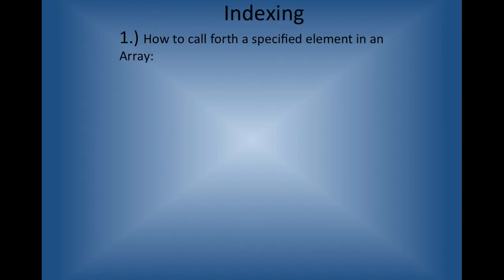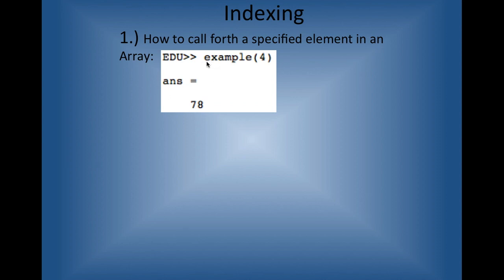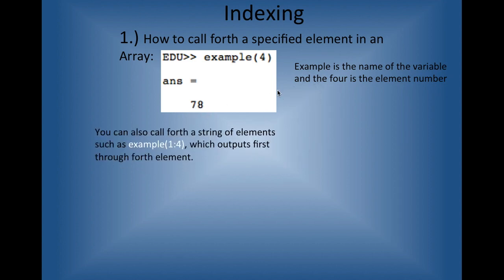And then indexing. How to call forth a specified element in an array. Basically, if you want to pull out, say, the fourth element in an array, you can do that, if you want to just use that single number. To do that, you just type the name of the array you have, followed by parentheses 4 and parentheses, and for example, in the array that I have, it would be 78. The 78 is the fourth element in the array.